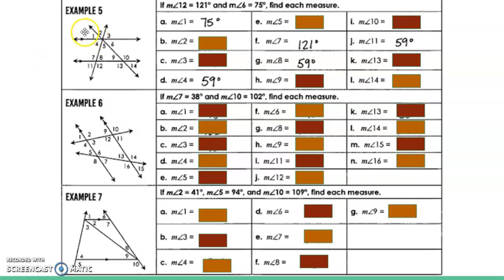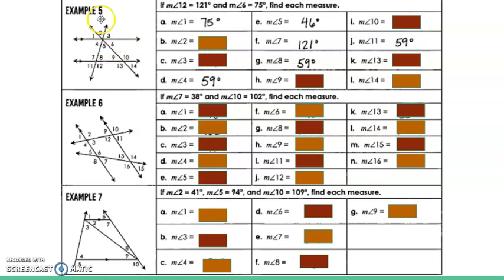Now that we know what angle 1 and angle 4 are, we can figure out what our angle 5 is, because 1, 4, and 5 make up supplementary angles. So if we take 180 and subtract our angle measure for 1, which is 75, and then subtract our angle measure for 4, which is 59, we'll find that the measure of angle 5 is 46 degrees.